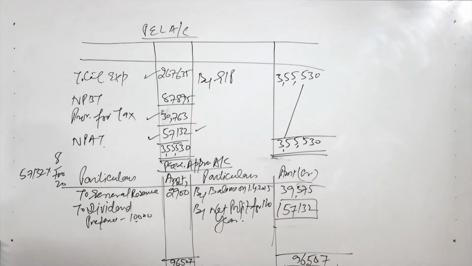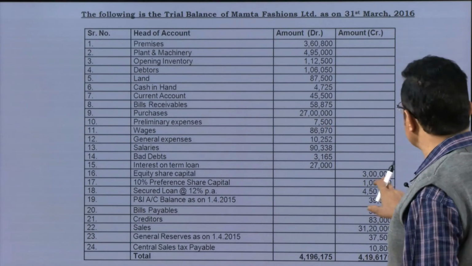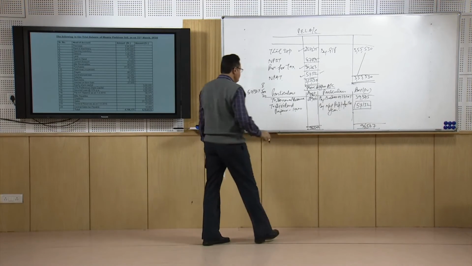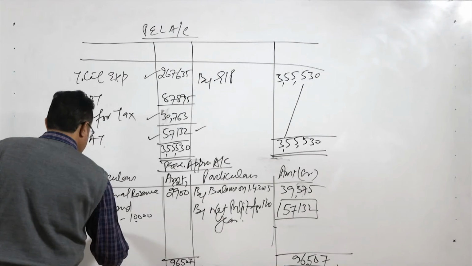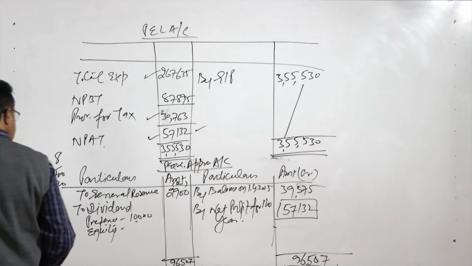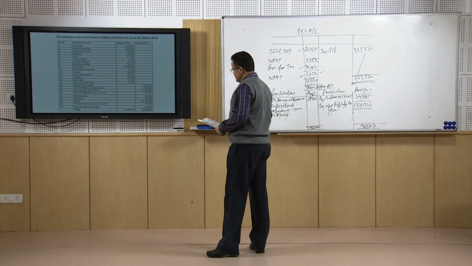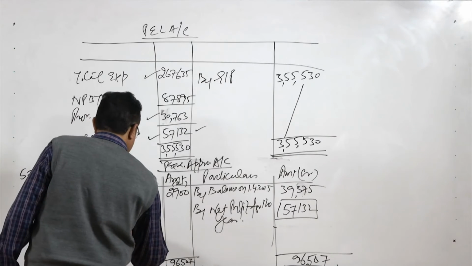Rate of the dividend is given to us here. Total capital is 1 lakh, so 10% of the 1 lakh is 10,000 rupees preference dividend. Equity dividend is at the rate of 12%. So how much are we going to provide? This figure will come as 36,000.